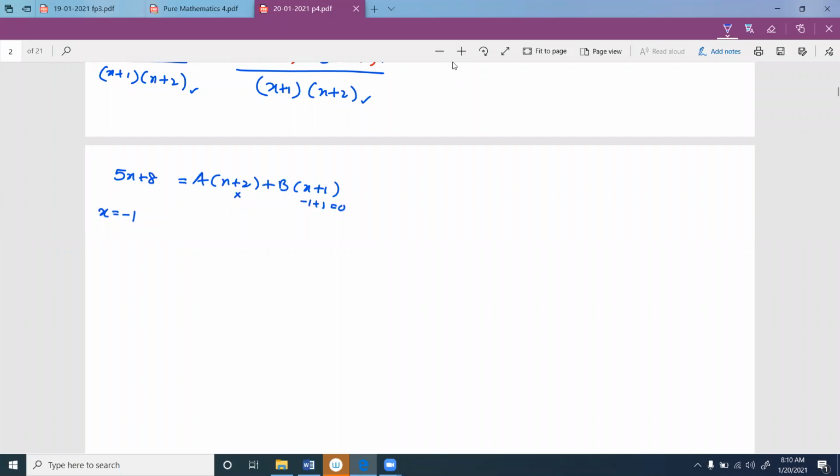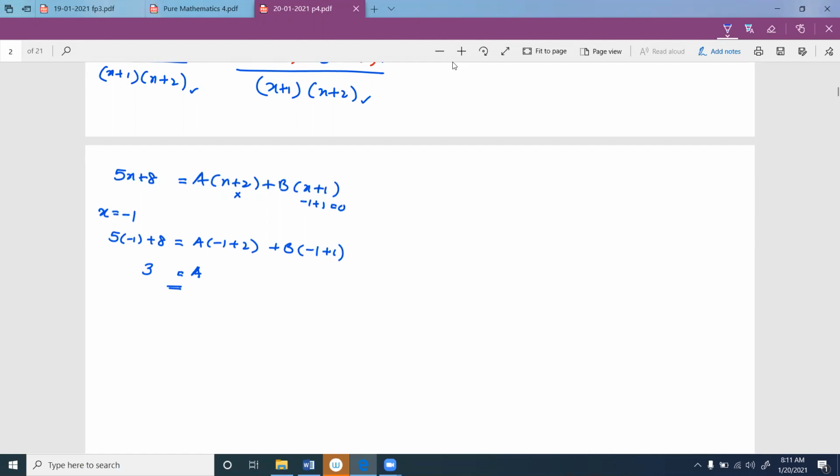5 times -1 plus 8 is equal to a times (-1 plus 2) plus b times (-1 plus 1). So it turns into -5 plus 8, which is 3. This is -1 plus 2, which is 1, so 1a. -1 plus 1 is 0, so that term cancels out over here. So you get the answer a equals 3.